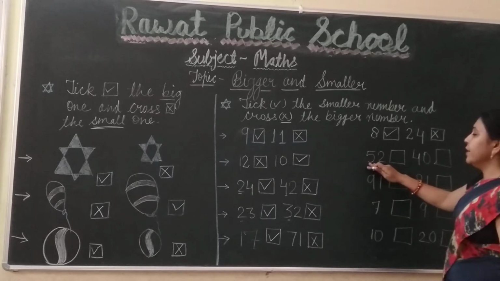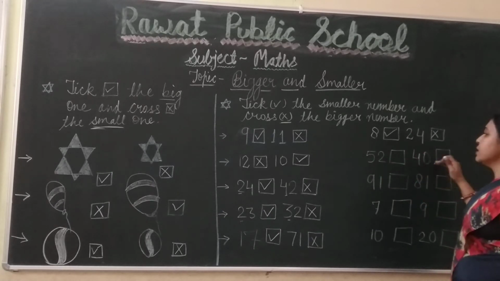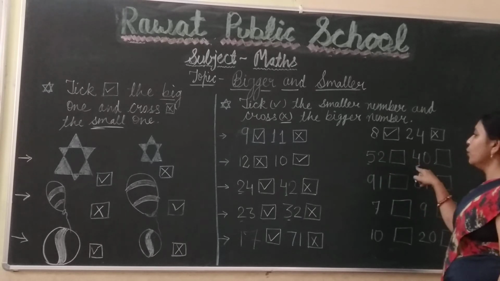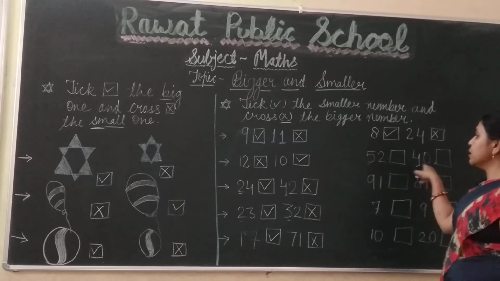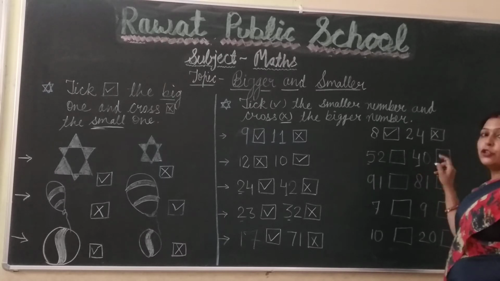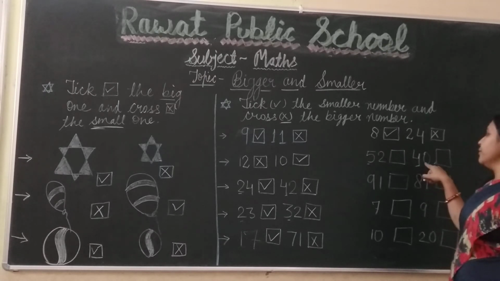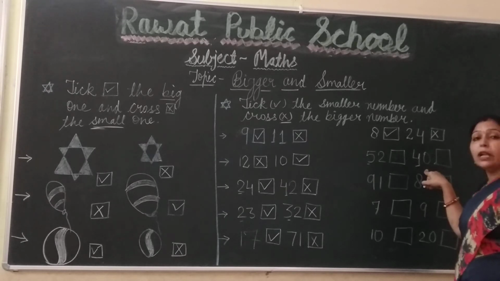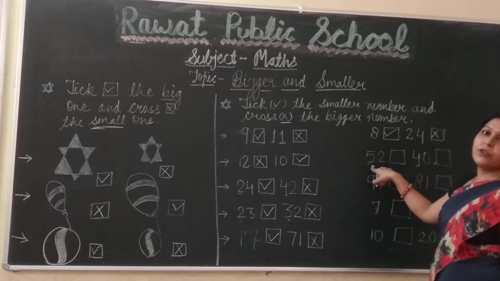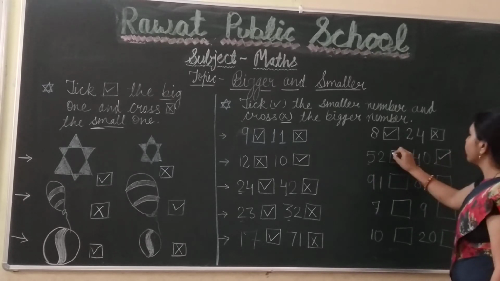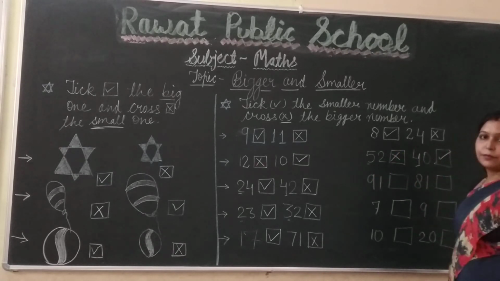Next is 552 and 4040. Just find out the first digit. Yes, it is 4 and it is 5. So which one is smaller in both digits? Which one is smaller? 4. 4 is smaller. That's why 4040 is smaller number and 552 is bigger number. So tick the smaller one and cross the bigger.